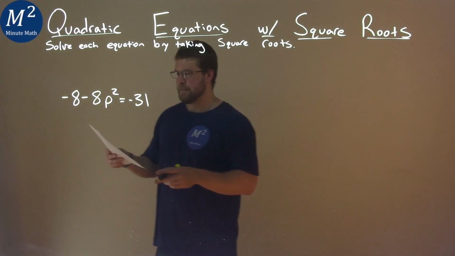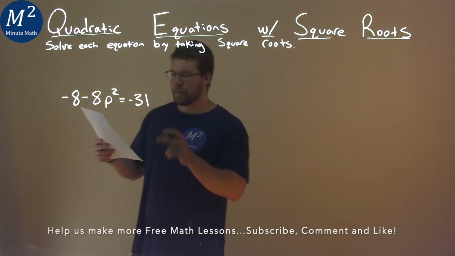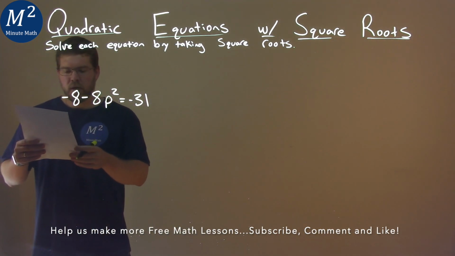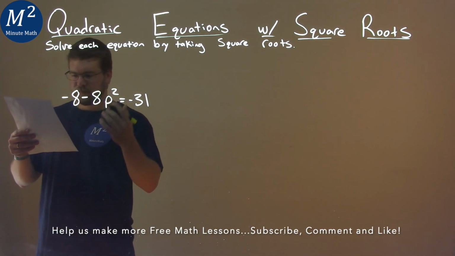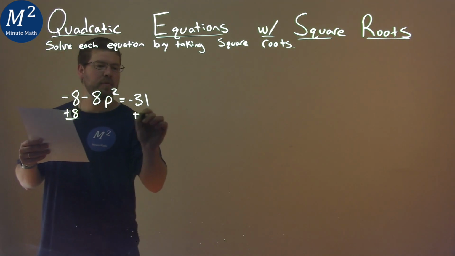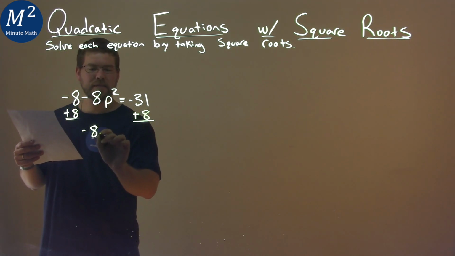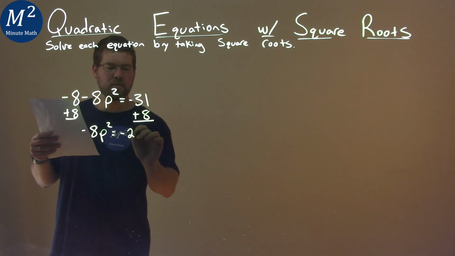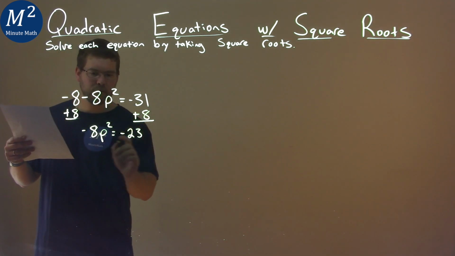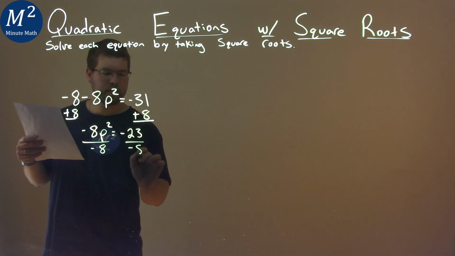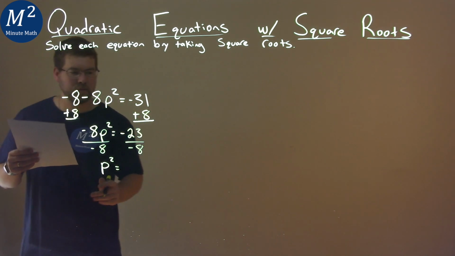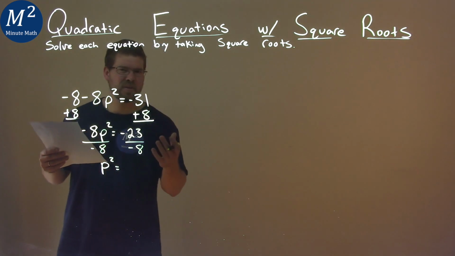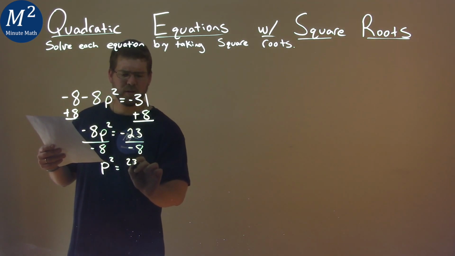We're given this problem right here. Negative 8 minus 8p squared equals negative 31. And we want to solve this by taking square roots. Well, I want to get p by itself. So to do that, I have to add 8 to both sides. I'm left with negative 8p squared is equal to negative 31 plus 8, a negative 23. Now I divide both sides by negative 8. I now have p squared by itself, and a negative divided by a negative is a positive, but this doesn't simplify anymore. So we have 23 over 8.